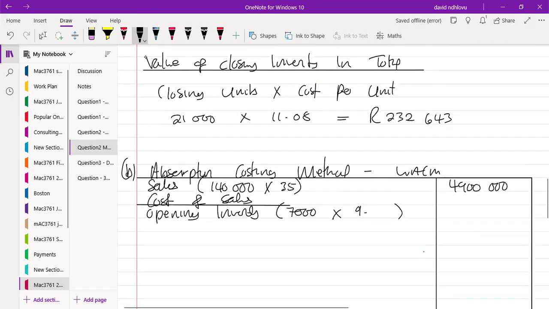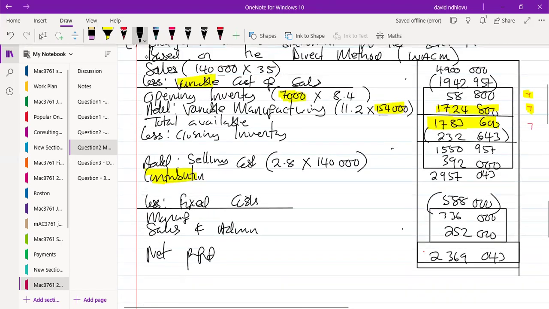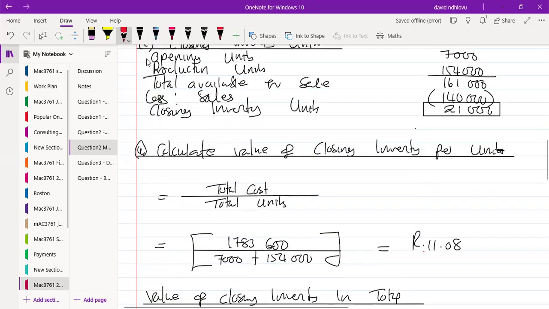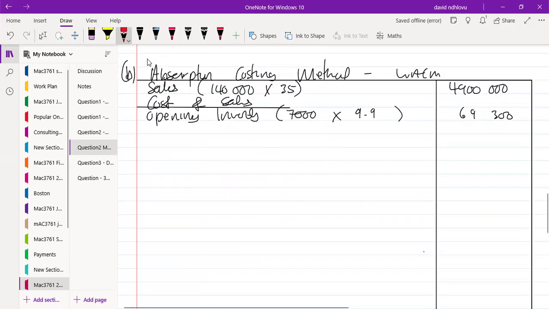Then I multiply by 9.9. So that's 9.9 multiplied by 7,000. That now gives me 6,900. So you can see my opening inventory here is more than the opening inventory here, because here we only used variable manufacturing cost. We did not include any fixed costs based on the variable costing. But on absorption costing, opening inventory is part and parcel of the calculation of the value of inventory.